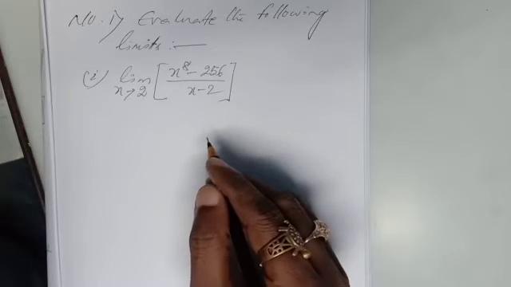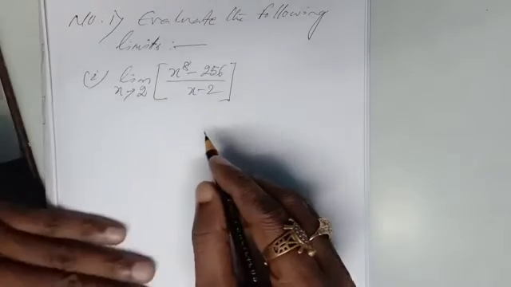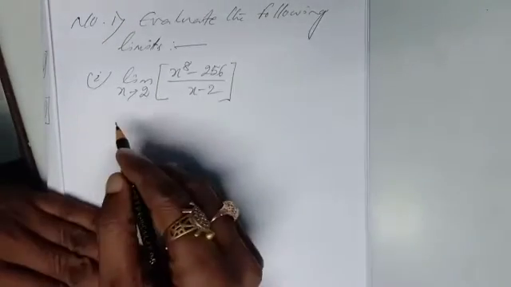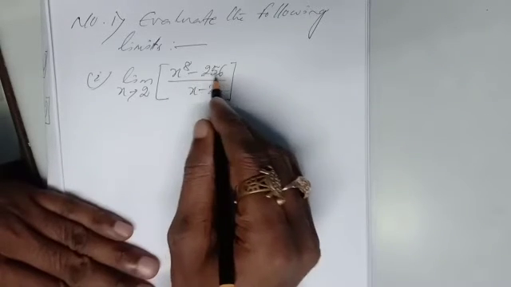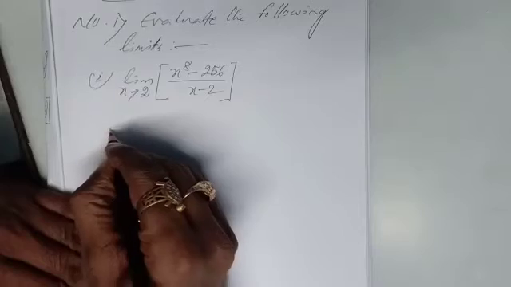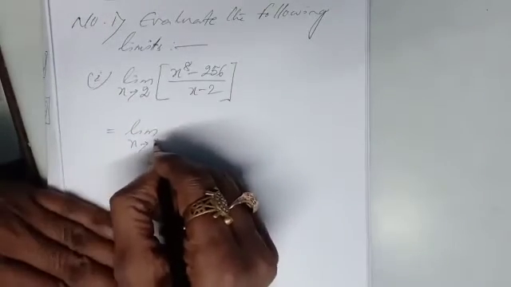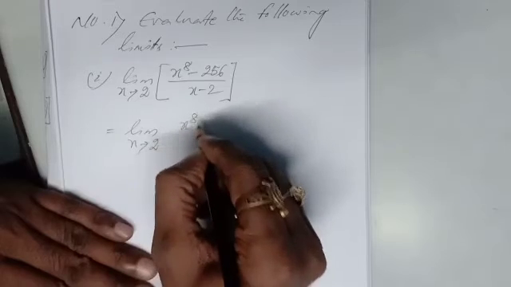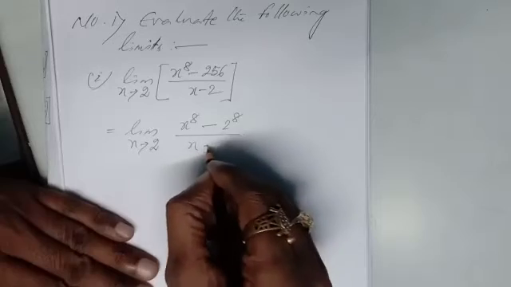Today I am going to continue the chapter Limits for class 11. Evaluate the following limit. Question number 1: limit x tends to 2, (x to the power 8 minus 256) by (x minus 2). Here 256 is nothing but 2 to the power 8.